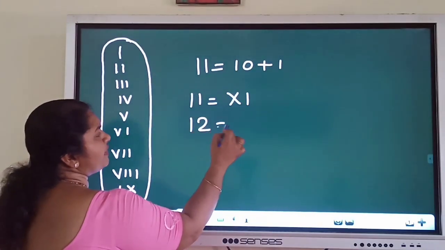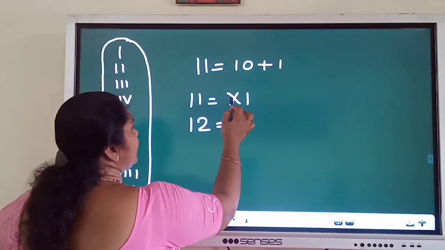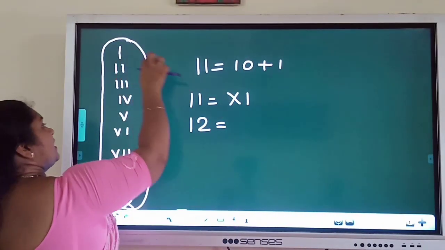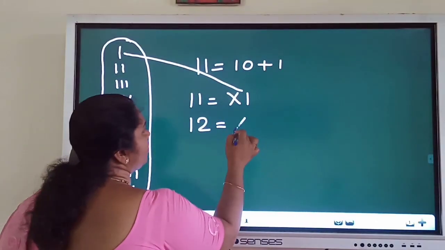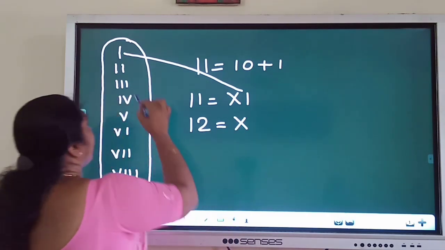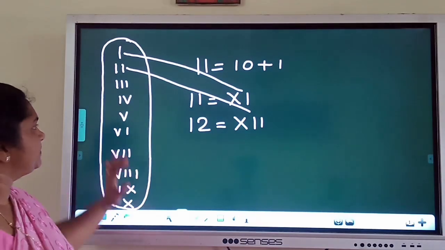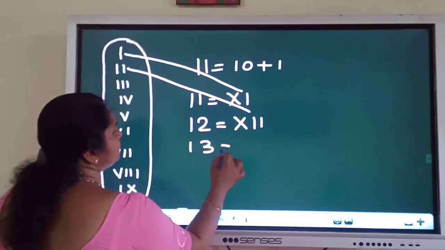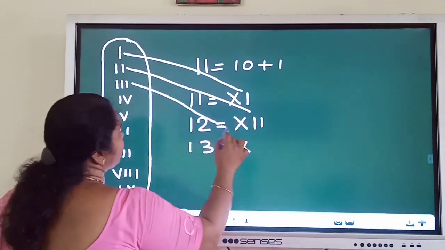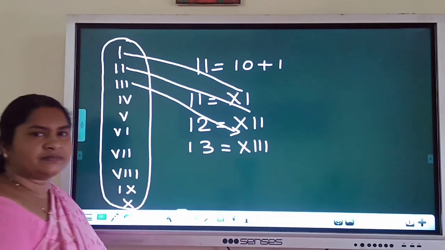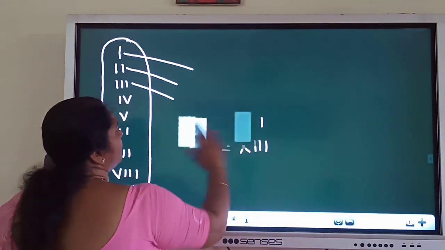Now 12, how can we write 12? You can see 10 is X and 1 is kept here. Then how will 12 be? 10 you write and this 2 should be kept here. Understood? Now how will 13 be? 10 plus 3. So 10 you keep. Then this 3 you write here, that is III. Okay? So now I think it is easy for you to do.